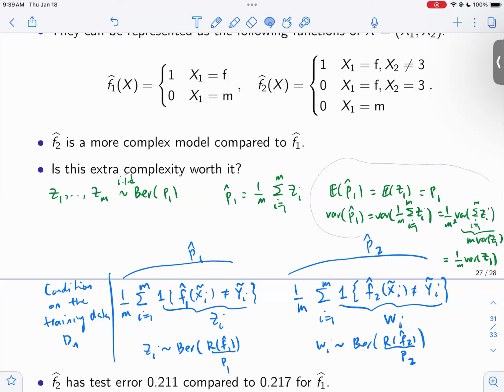What is the variance of the Bernoulli variable? One times 1 minus P1. Yes, exactly.